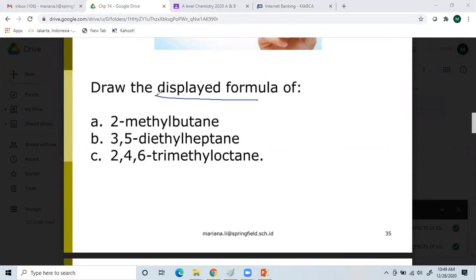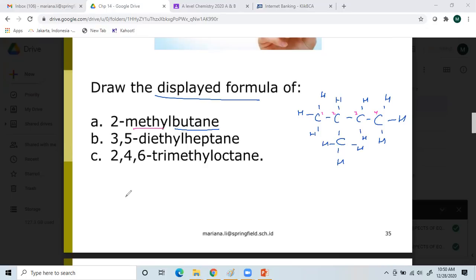Okay, throughout the display formula, once again, display formula, you should show all bonds. I will start from butane, the longest chain first, 1, 2, 3, 4. Show all bonds. At the second carbon, let's say this is the second carbon, there is one methyl group, right? 2-methyl. So I will change this to methyl C, and then complete with H. Okay, so this is A.